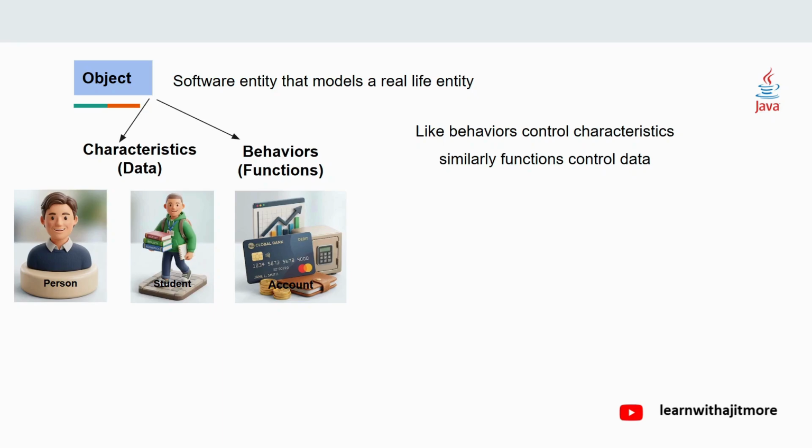So are this withdraw and deposit going to manipulate characteristics? Yes. The behavior is deposit, the behavior is withdraw, and the characteristic is balance. In accounts, one characteristic is balance. So when you deposit, the balance is increasing. When you withdraw, the balance is decreasing. So that's what I want to say. Behaviors control characteristics, the same way functions control data. Functions contain logic, and that logic is going to manipulate data. Correct? These are all real life examples I gave.